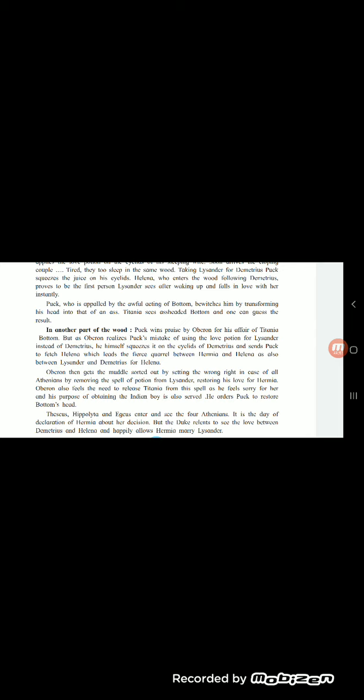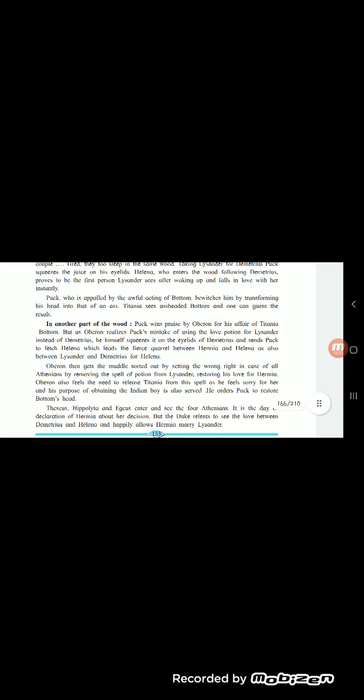He is loved by another young lady, Helena, but Demetrius does not love her back. So what do you do? You go and squeeze this juice on his eyelids, so once he wakes up he'll see Helena and he will fall in love with her. Okay, but Puck accidentally sees Lysander first and he squeezes the juice on his eyelids.